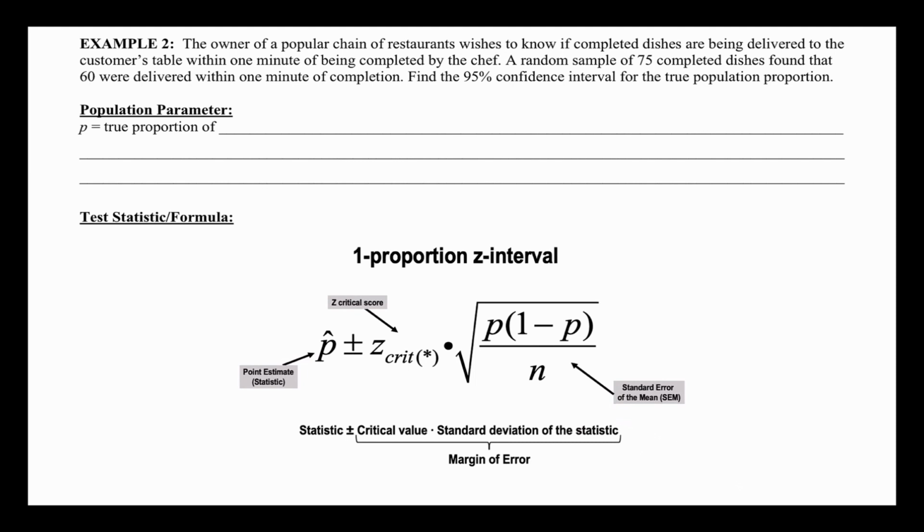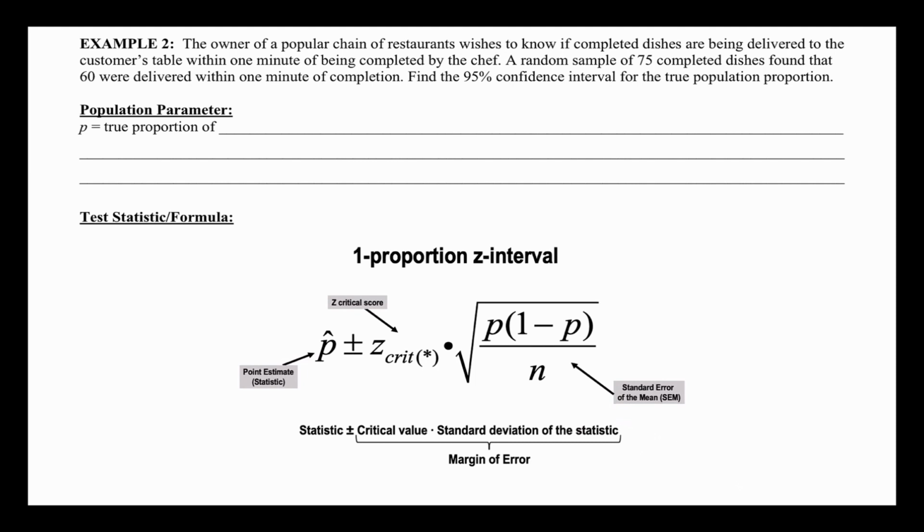The owner of a popular chain of restaurants wishes to know if completed dishes are being delivered to the customer's table within 1 minute of being completed by the chef. A random sample of 75 completed dishes found that 60 were delivered within 1 minute of completion. Find the 95% confidence interval for the true population proportion. So this is proportions. These notes focus on proportions. The next notes I give you will focus on means.